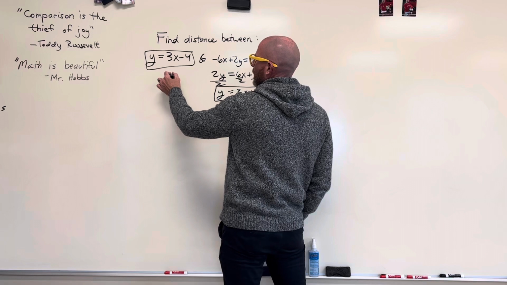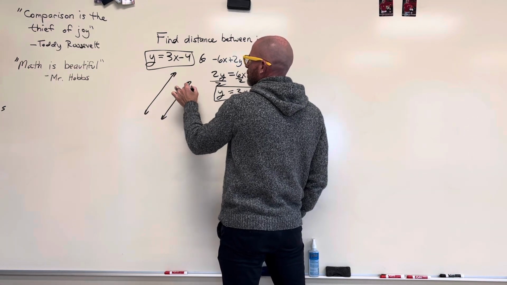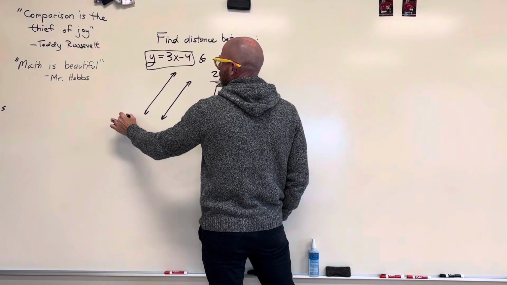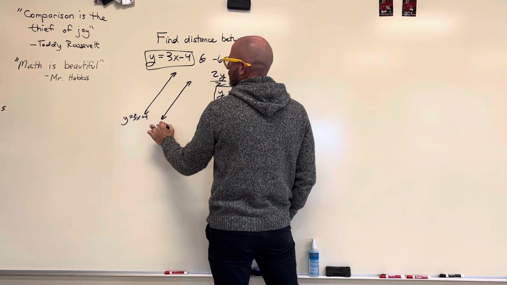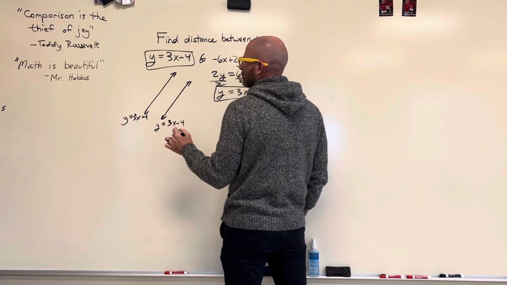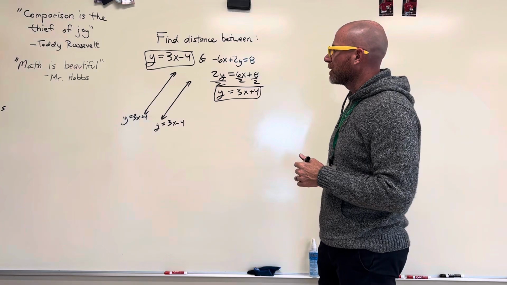So what does that look like? Well, 3x plus 4, 3x minus 4. So we're going to let this one be y equals 3x plus 4, and we'll let this one be y equals 3x minus 4. On a grid, this isn't graphed as accurately, but you can get the idea of what's going on.